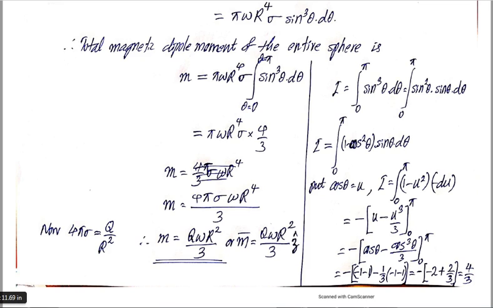Now the surface charge density sigma: 4 pi r square sigma is equal to q. Putting this value of sigma, we get the magnetic dipole moment of the spherical shell rotating with an angular velocity omega about an axis: M is equal to q omega r square by 3. Or in vector notation, we can write it as q omega r square by 3 into z cap, if the rotation is about the z axis of the sphere. So this is the answer.